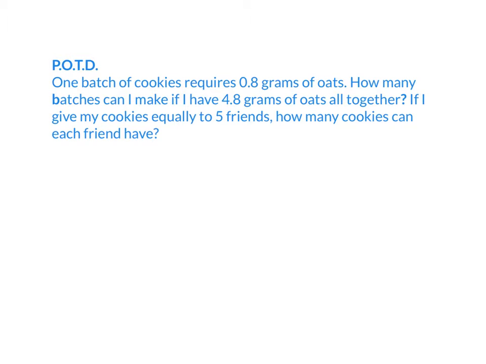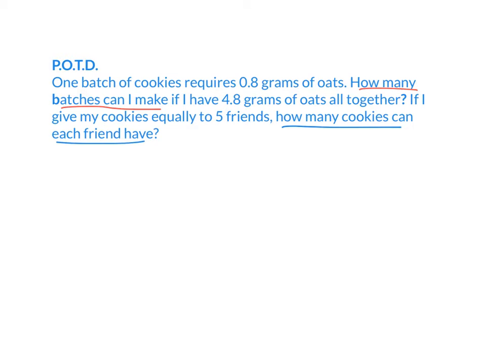Your problem of the day says one batch of cookies requires 0.8 or 8/10 grams of oats. How many batches can I make if I have 4.8 grams of oats altogether? That's what the first question is asking. How many batches can I make, basically, okay? The second part is asking, if I give my cookies equally to 5 friends, how many cookies can each friend have? So we have to first figure out how many batches I can make, and then how much of each batch each friend could have.